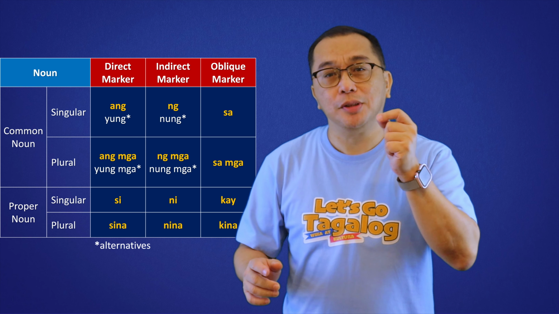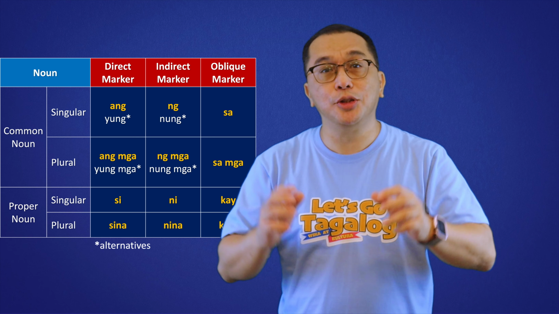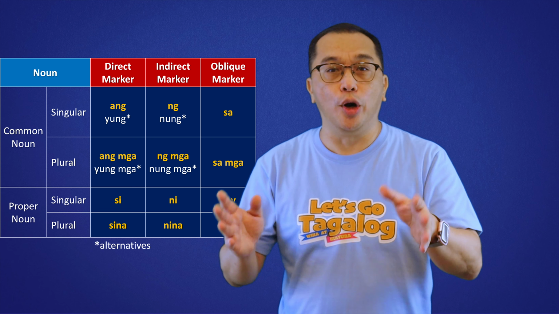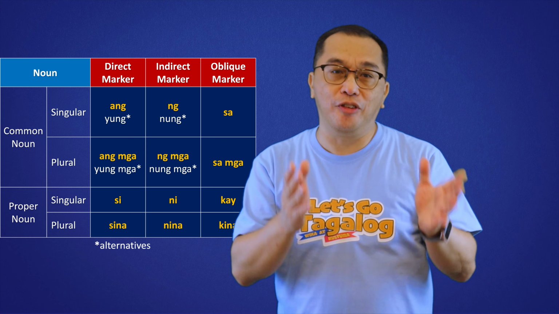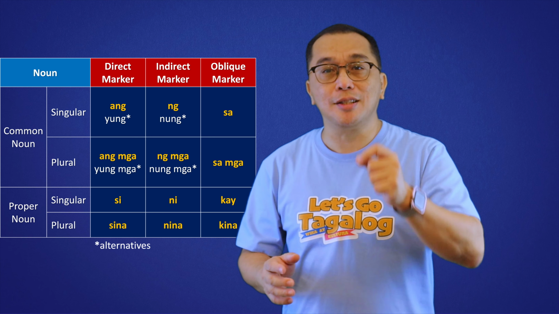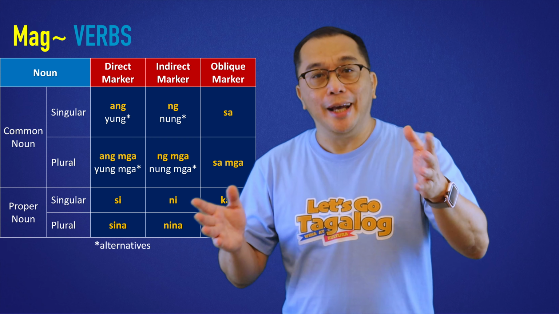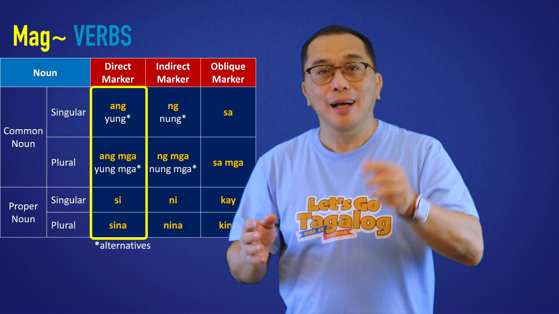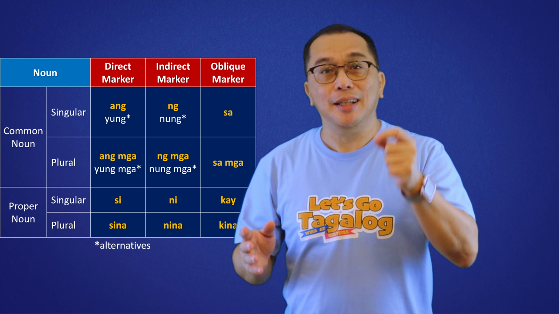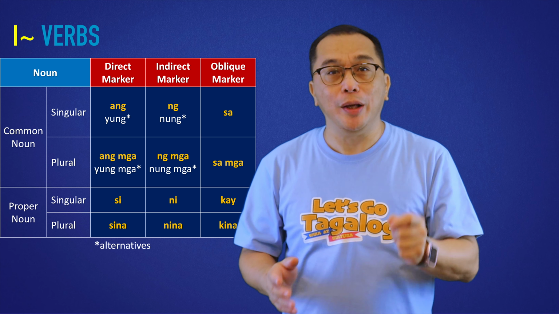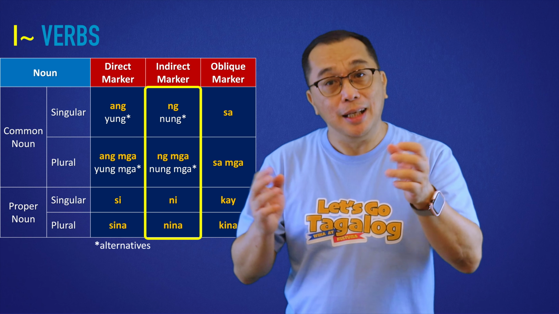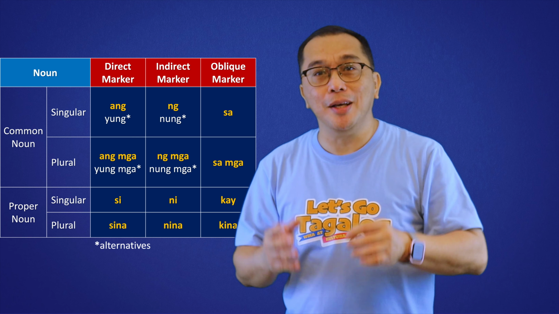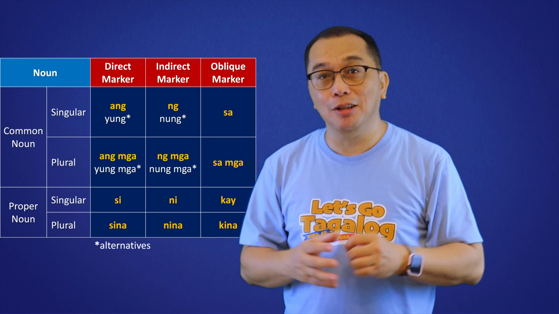In our review of the Tagalog case markers, I told you that some markers work well with certain types of verbs when they are used with the subject of a sentence. Like the mag verbs works best with ang mga, si, and sina. And that the e verbs work well with ng mga, ni, and nina. But what happens if you mix them up? Well, let's take a look.